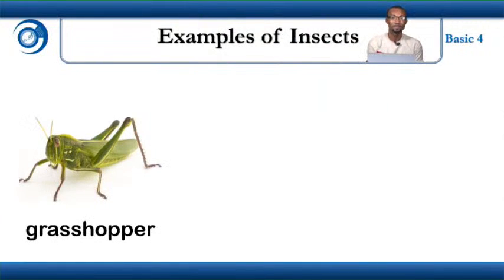The next example is the grasshopper. You normally find these insects in grasses. I remember when we were in school, during break time, you'll be chasing grasshoppers and then catching them here and there. So grasshoppers are also examples of insects.